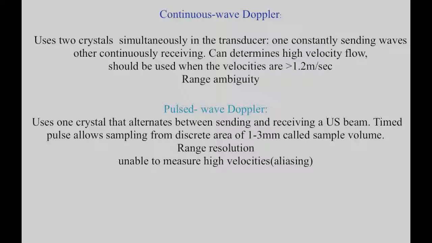With regards to pulse wave Doppler, we use one crystal that alternates between sending and receiving the ultrasound beam. This time pulse allows for sampling of a discrete area called the sample volume and allows for excellent range resolution so that you know exactly what the velocity is at a given point. However, because the probe can only either be in sending or receiving mode, once you get to high velocities, you get a phenomenon called aliasing, which results in an inability to accurately measure these high velocity flows.